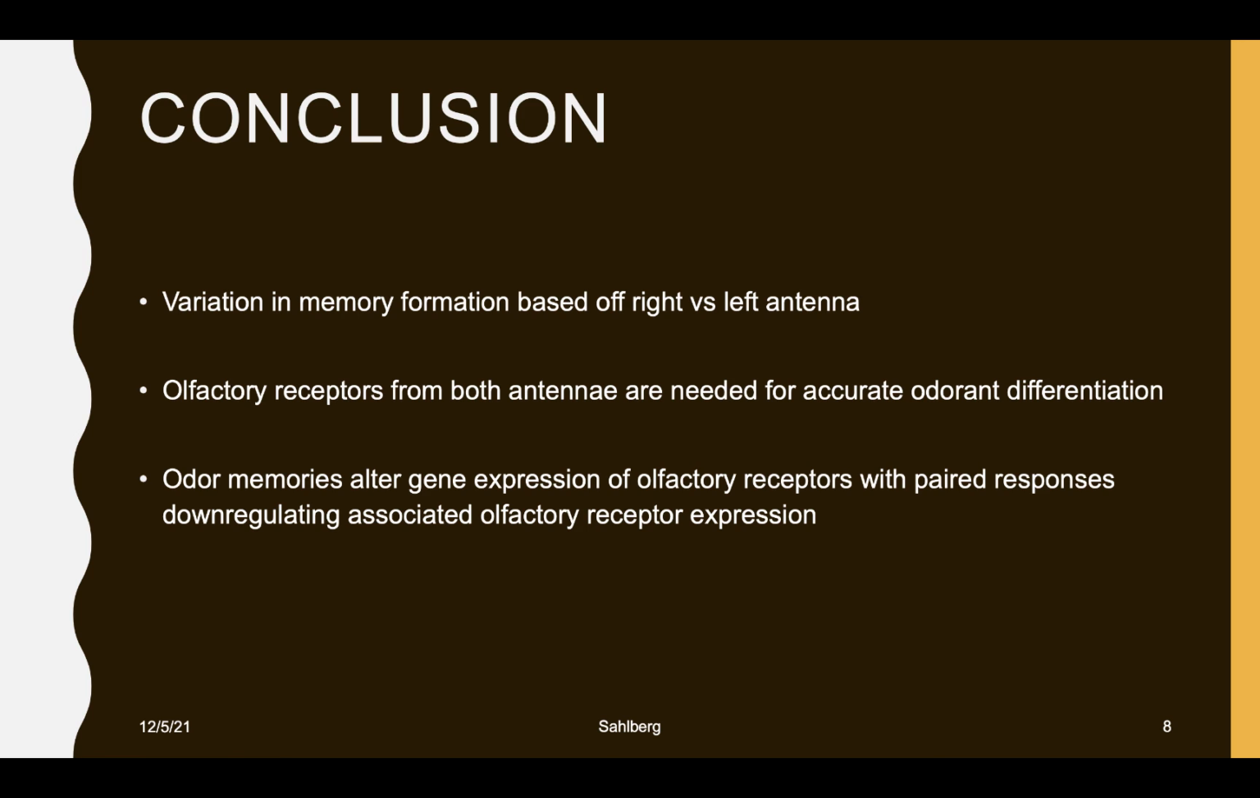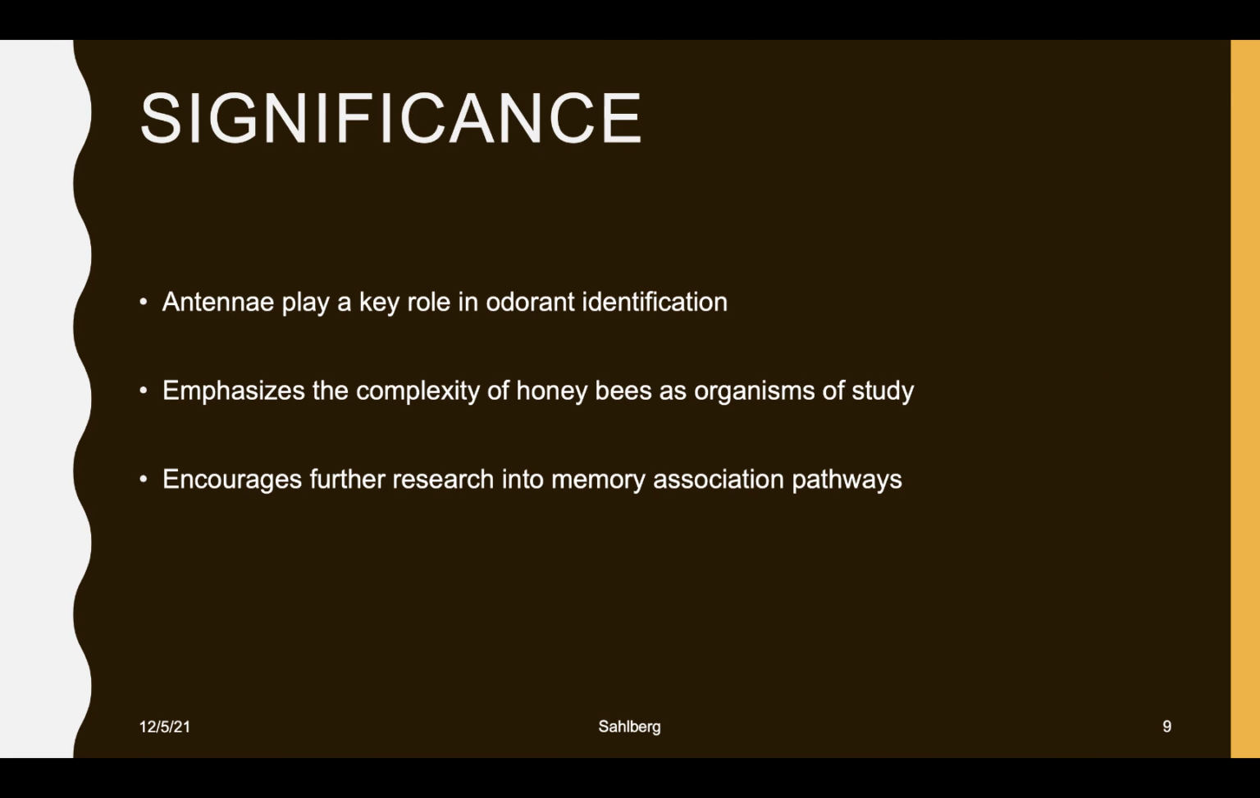Finally, bees that had formed a memory of an odorant with a reward exhibited less expression of the associated receptor compared to unpaired bees. This suggests less gene expression is needed for odorants with an associated memory. This research is significant because it highlights the key role antennae play in odorant identification and shows antennae are crucial for honeybees to function properly.